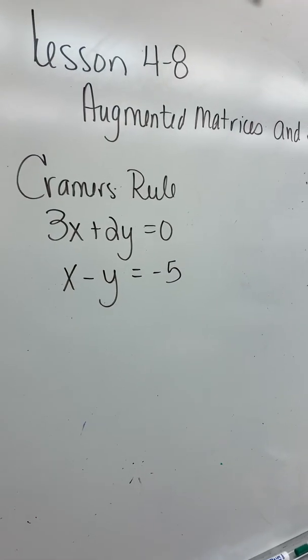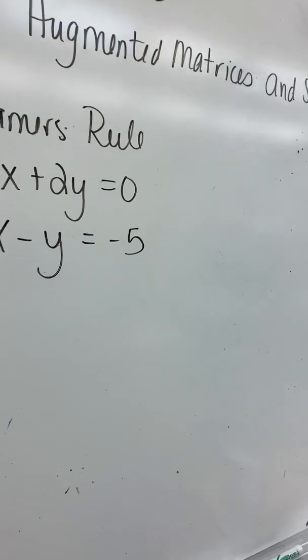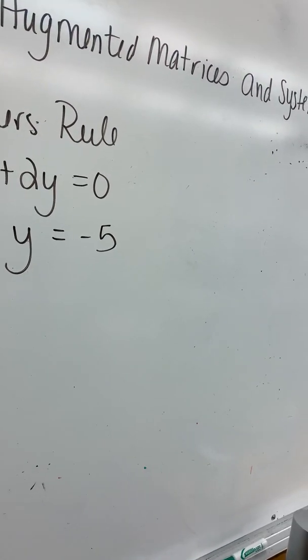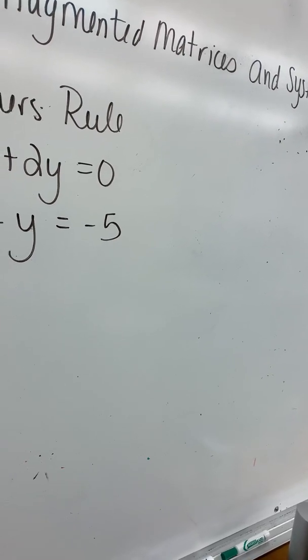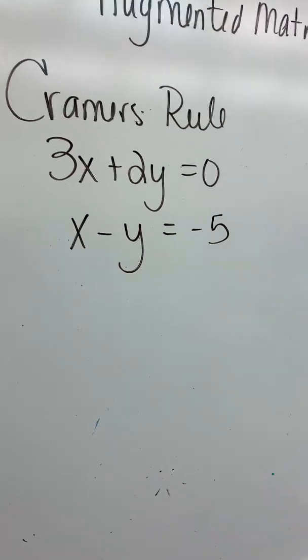Lesson 4.8, Augmented Matrices and Systems. Basically, what that is, is what you have been doing, where you take a system and put it into matrix form. That's what an augmented matrix is. So, dealing with Cramer's rule and how Cramer's rule works.